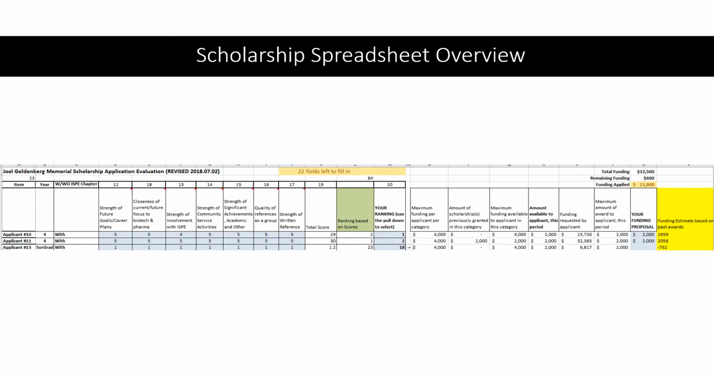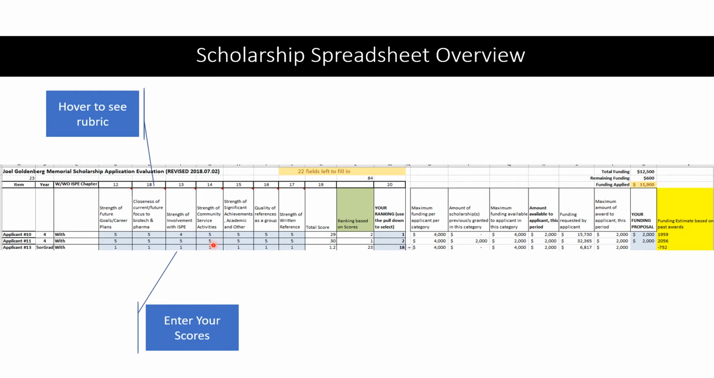Now let's look at the spreadsheet into which you're going to transfer the scores from the PDF application file. On the left-hand side in the first column, 1 row per candidate, we've listed the candidates by application number, still no name, the year they are in school, and whether or not their school has an ISPE chapter. And then numbered nicely to link it to the application are the 7 areas that we evaluate. And you will be putting your answers in this blue area.